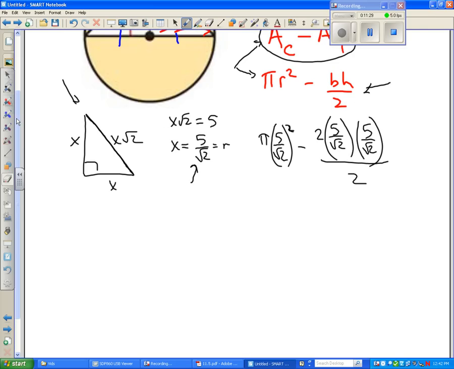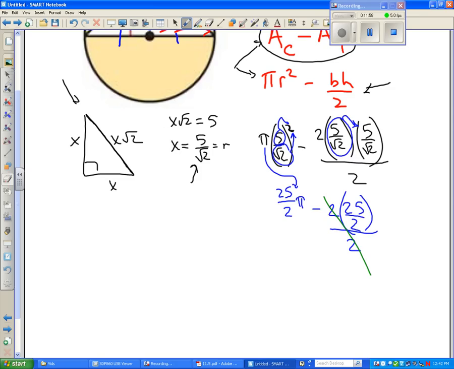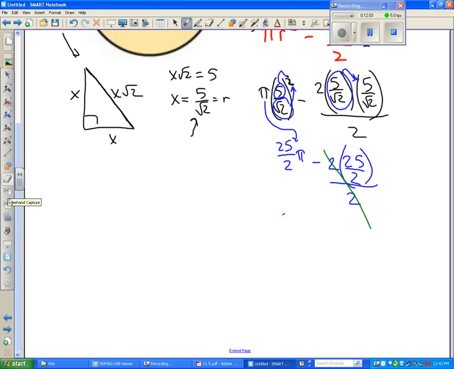So let me simplify. 5 squared is 25. Square root of 2 squared is 2. This is still being multiplied by pi. I'm just moving it over here to keep it cleaner. Now, the second one, we have 5 over root 2 times itself. That's the same thing, 25 over 2. This is being multiplied by 2, then divided by 2. Now it comes down to some other arithmetic. Notice 2 divided by 2 cancels. That leaves us with, let me scroll down, 25 over 2 times pi minus 25 over 2.